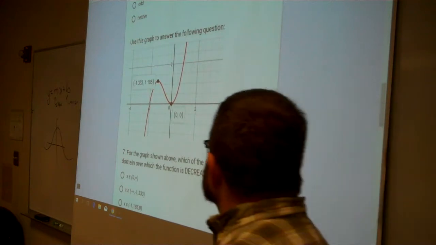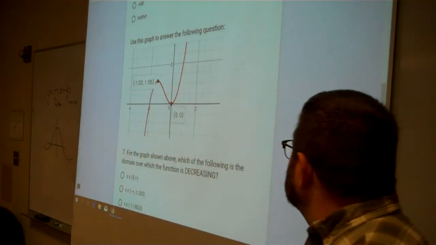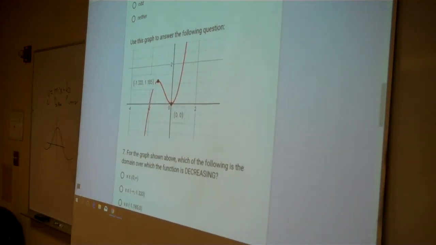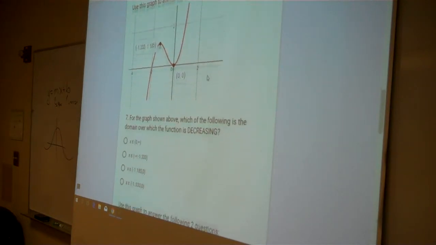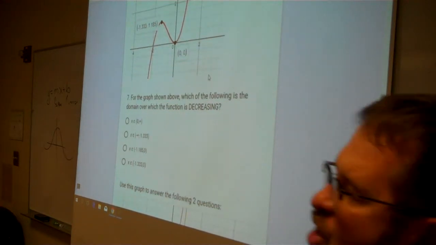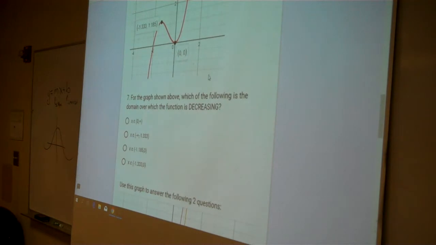Okay, so number 7. For the graph shown above, which of the following is a domain over which the function is decreasing? Option A. Hold on. Option D. Hold on. It isn't about shouting out answers. I got better questions. Number 2. Hold on. What do we mean by a domain?